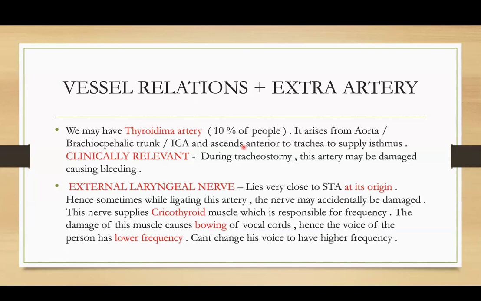So they won't be able to have a shrill voice. They won't be able to increase like a squeaky voice. That will be gone. They'll have a very deep voice. And that is due to the external laryngeal nerve damage, which supplies the cricothyroid and is related to the superior thyroid at its origin. And we'll go back to the diagram once again so we can see these things.